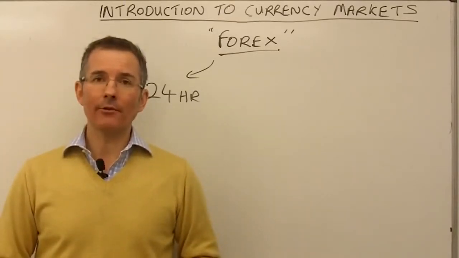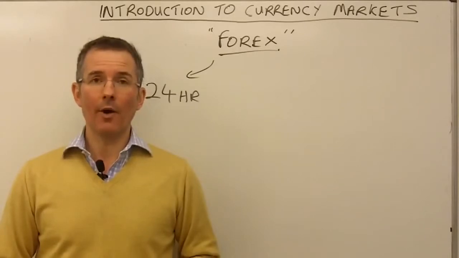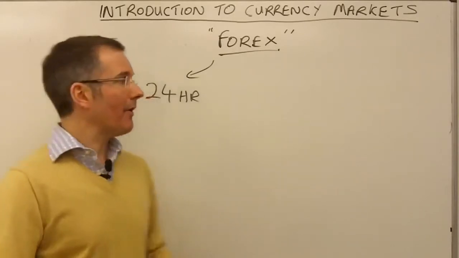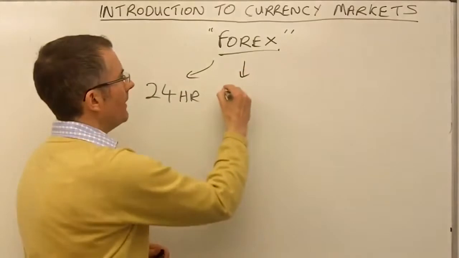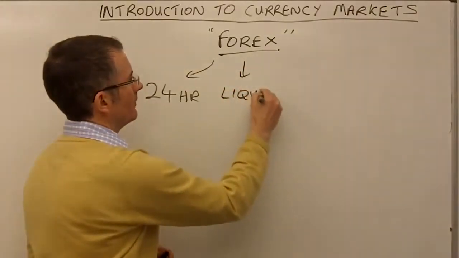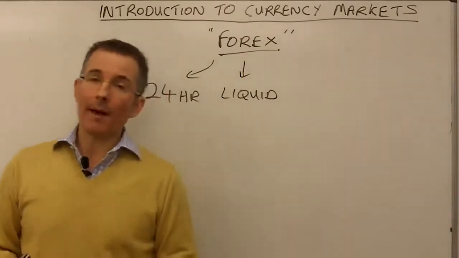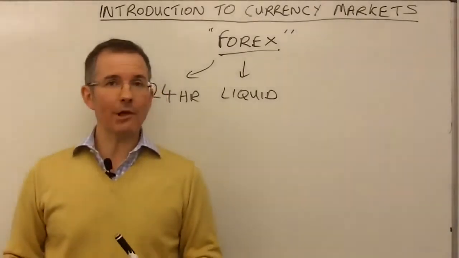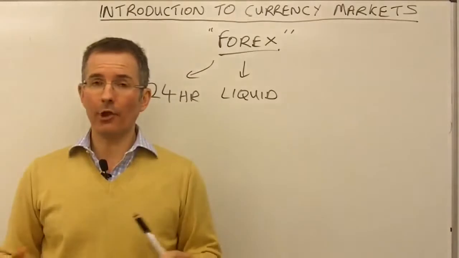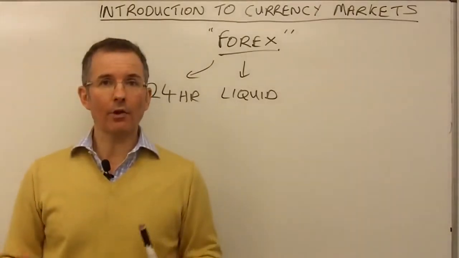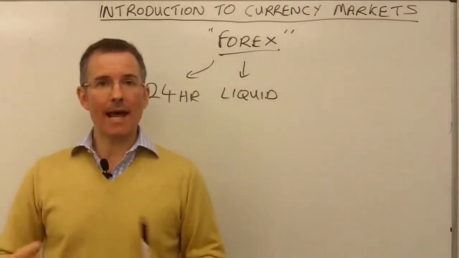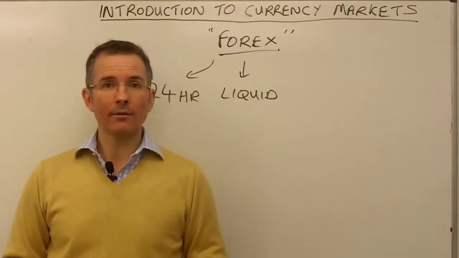Big financial centres include New York, Tokyo and London. It's a very liquid market. There's another piece of jargon. Liquidity is good. What that means is that for most of the so-called major currencies, and that's a group that includes the US dollar, sterling, the euro, you can get in and out very quickly.